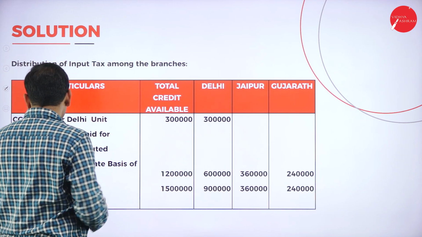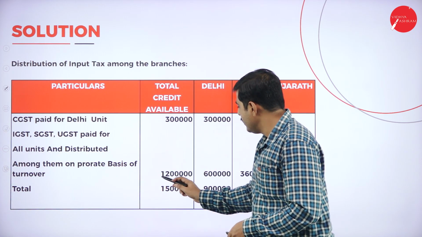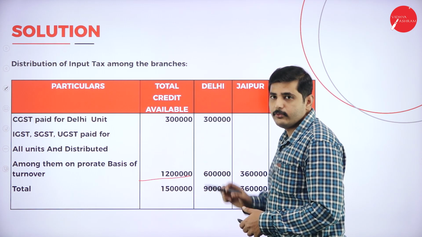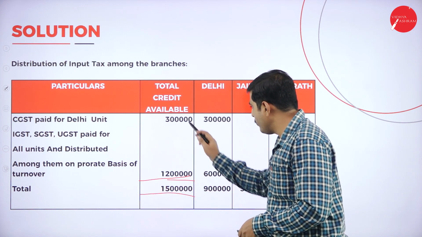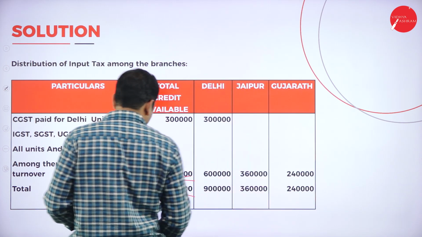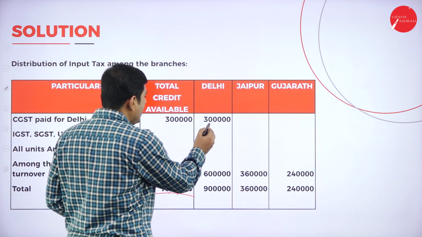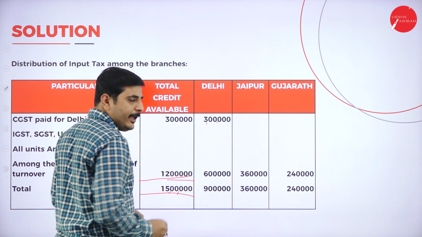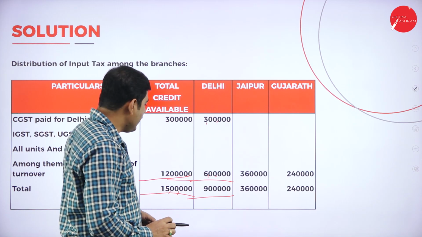Now all the units are distributed. Among all the units, this is the total credit. Already for the Delhi unit it is 3 lakh and the total is 12 lakh. Add both the amounts, and you will get the total GST available as 15 lakh. Now coming to the Delhi unit, exclusively for the Delhi unit it is 3 lakh rupees and the remaining from total turnover is 6 lakh rupees. So totally available is 9 lakh rupees.